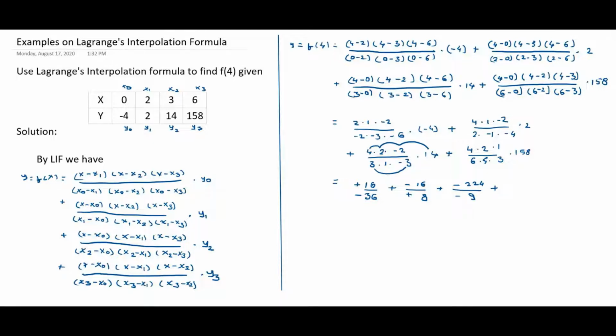Now in the last term you will have plus sign only, numerator as well as denominator has plus sign, so you only have to multiply the numbers. 4 into 2 is 8, 8 into 158 you will get 1264, divided by the denominator 6 into 4 is 24, 24 into 3 you will get 72. So if you simplify this, plus divided by minus is minus sign, 16 divided by 36 is 0.444.